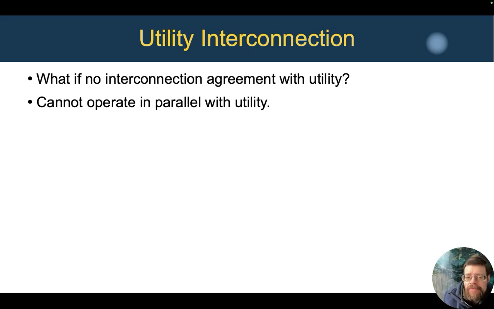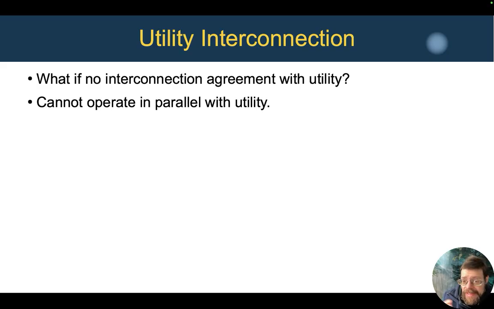What if we don't have an interconnection agreement with the utility? In all of this discussion so far, we've assumed that we have an interconnection agreement with the utility, and the solar system is essentially operating in parallel with the grid. If we don't want to go through the paperwork of getting the utility interconnection agreement, which in some cases is just paperwork, with some utilities it can actually be very difficult. But if we don't have that paperwork in place, we can't operate in parallel with the utility.